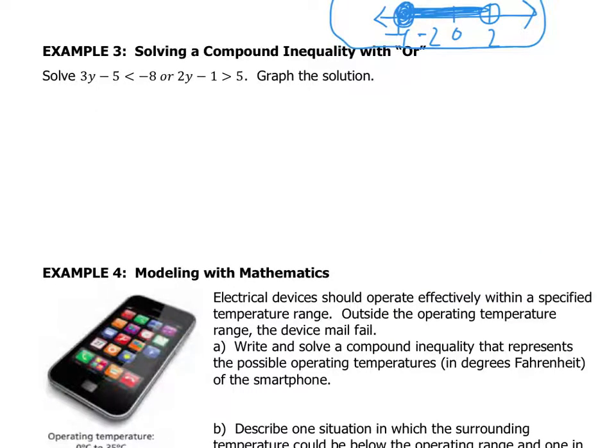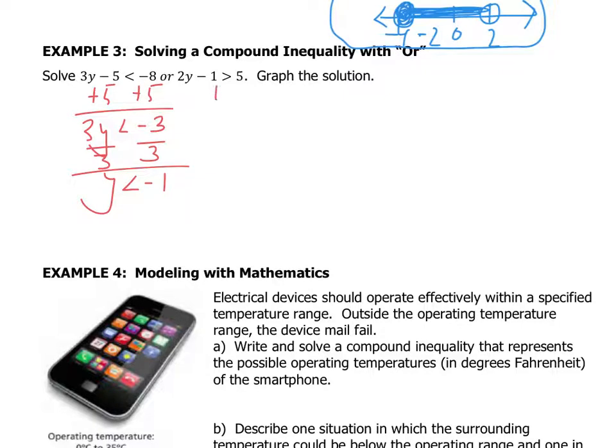So next we have a compound inequality that we're solving with the OR statement. Now notice these two are separate already. So you just do these like we did in 2.4, we're just solving multi-step inequalities. So for this one, I would be adding 5 to get 3y is less than -3. Divide by 3. y is less than -1.